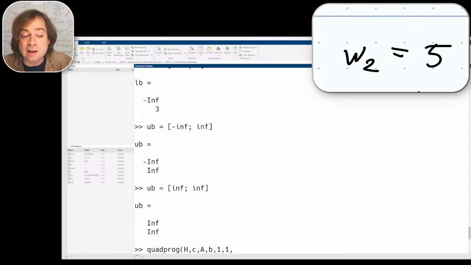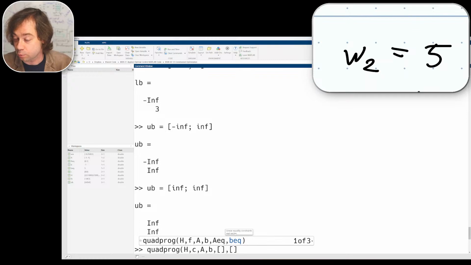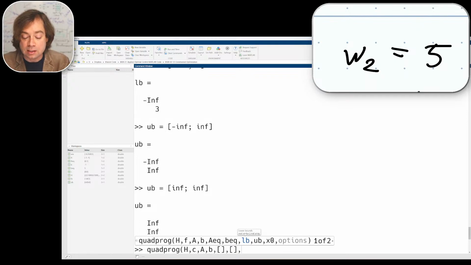So if you have nothing for those constraints, all you got to do is open close bracket. That tells it you don't have anything. It's a size 0 matrix. Okay. So you have no equality constraints now. I took them off. I want them gone. So I get rid of Aeq and Beq. They're both open close brackets. That's what you do. Now you have lower bound. Now you have upper bound.